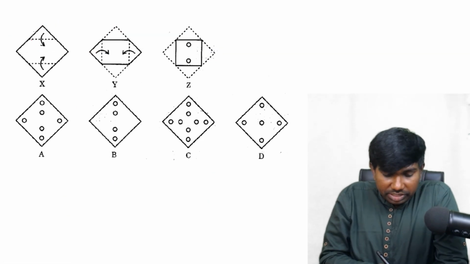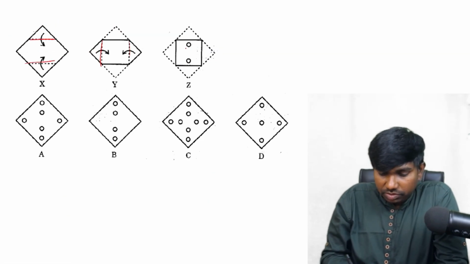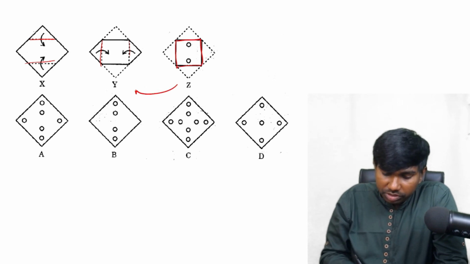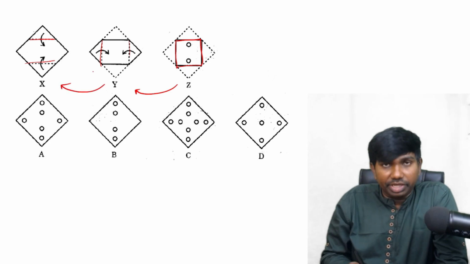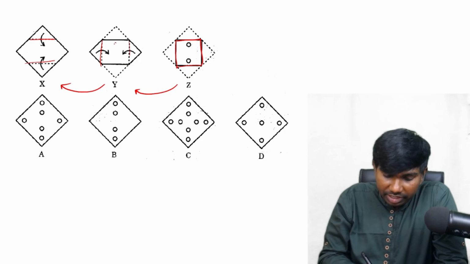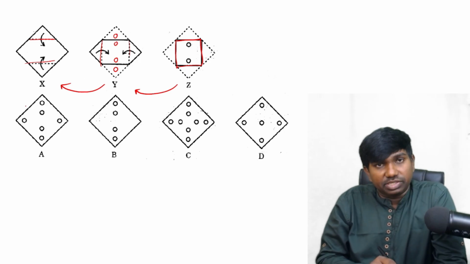Next one. First it is folded like this, and then these parts are folded also. Finally we got a square shape. While unfolding also we should follow the reverse approach. First we should go from Z to Y, and then from Y to X. So if you unfold Z to Y, this circle will take this place, and this circle will take this place also.